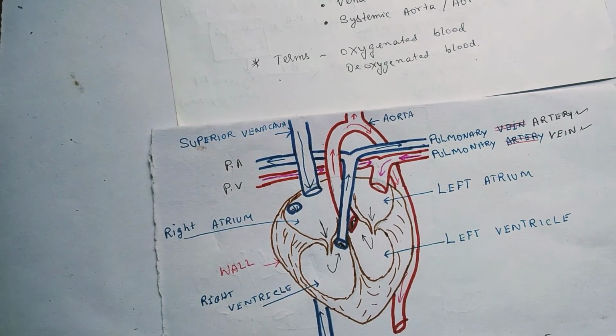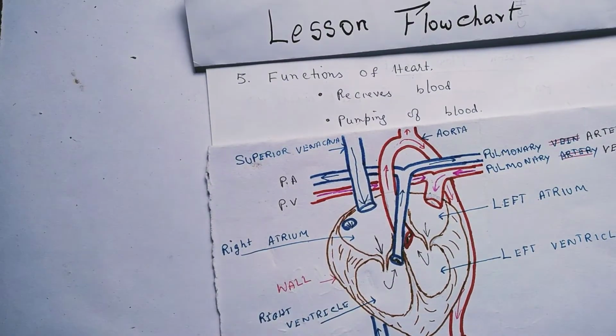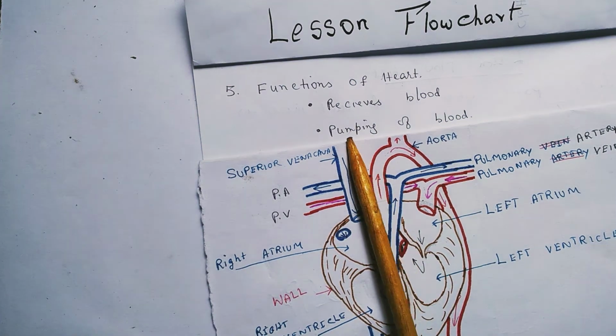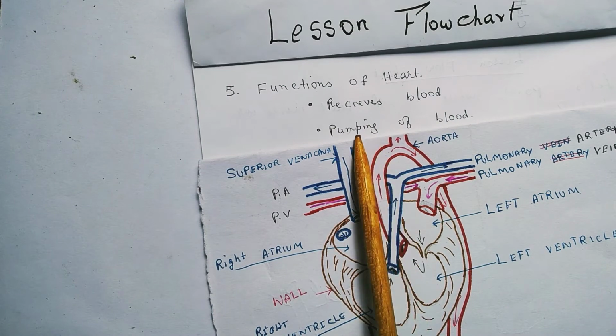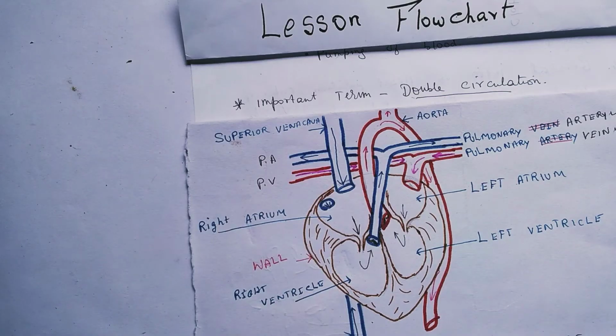So of the 2 terms, oxygenated blood means the blood which is rich in oxygen, and deoxygenated blood means the blood which is lacking oxygen. So point 5, functions of the heart. As you can see from the diagram, the main function of the heart is just to receive the blood in these chambers and pump the blood from these chambers.